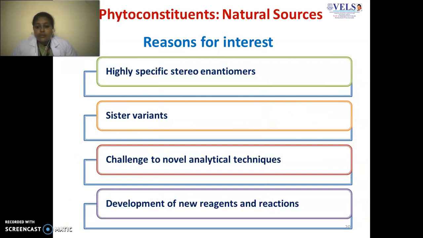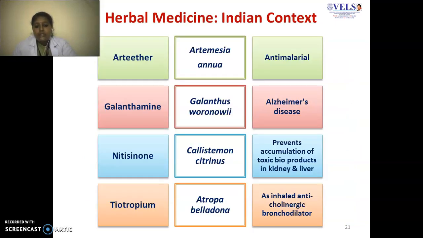So why are these natural products important? They contain highly specific stereoenantiomers, they act as sister variants. These isolated compounds, because of their constrained ring systems, provide a challenge to novel analytical techniques like spectroscopy and chromatography, which ultimately results in the development of new reagents and reactions.